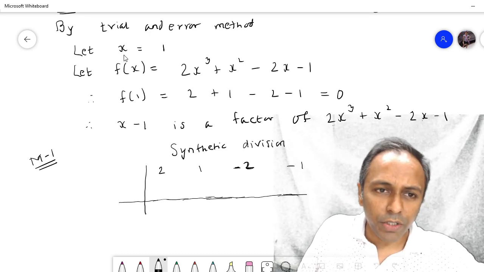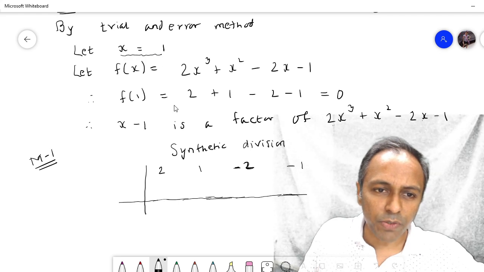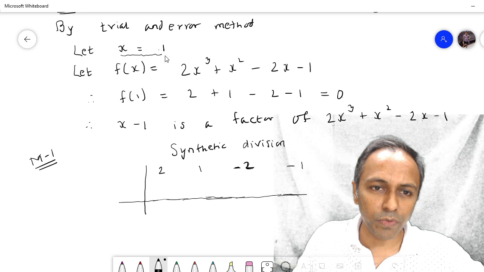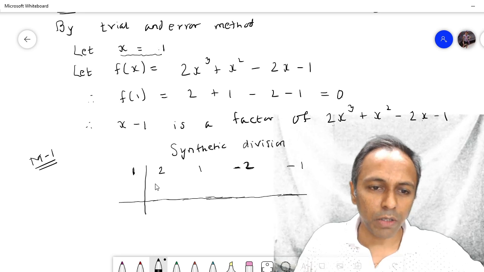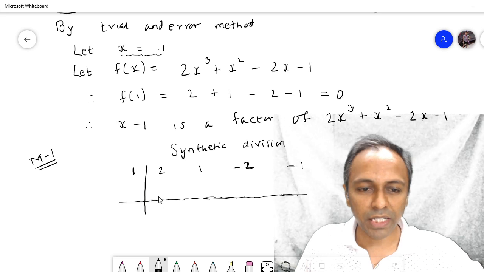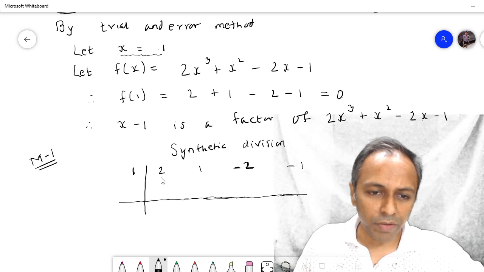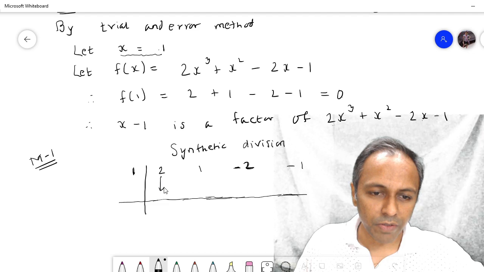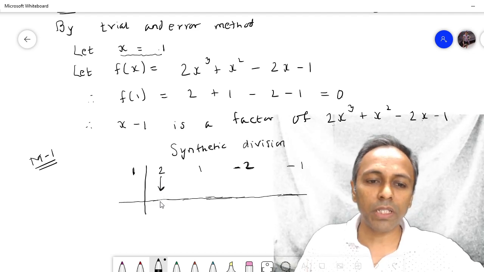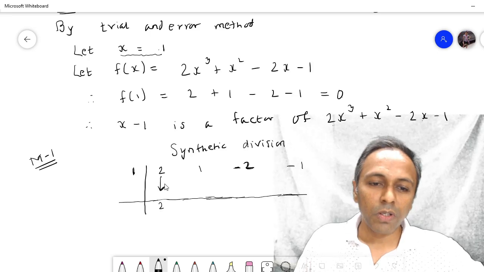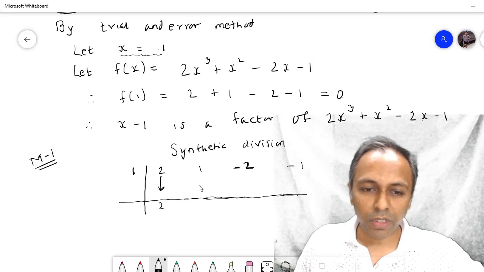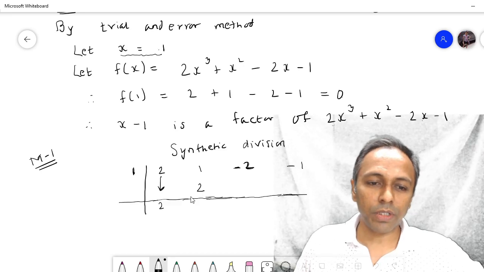Now whatever value in your trial and error method has worked and made the remainder 0, choose that x value, which is 1, and put it outside this structure on the left side. Now whatever value is here, copy this value as it is. The arrow indicates that we are dropping this value. So you can drop 2 here, 2 ones are 2, and write 2 here.